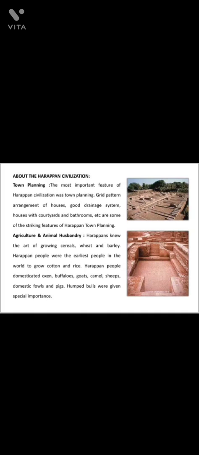We will start our discussion with the town planning features. The town planning features of the Harappan civilization was way ahead of its time. We see grid pattern arrangement of the houses, very good drainage system, broad roads, then houses with courtyards and bathrooms, and some houses even having their own wells. In some places, multi-storied houses were also discovered. Now, these features of the Harappan civilization was quite different from the other contemporary civilizations.